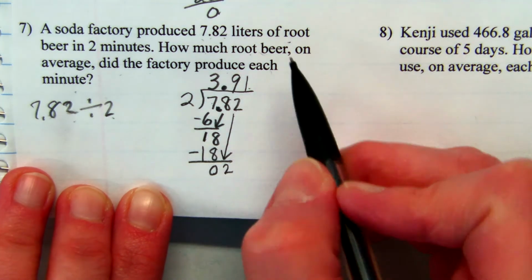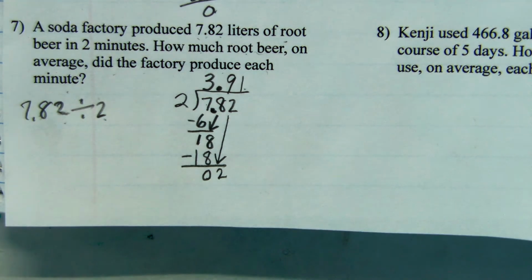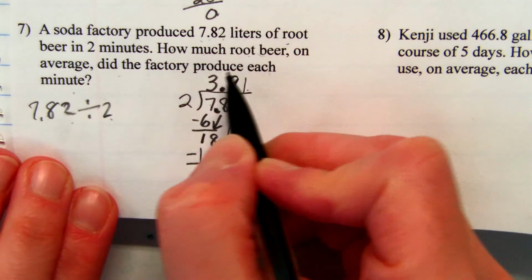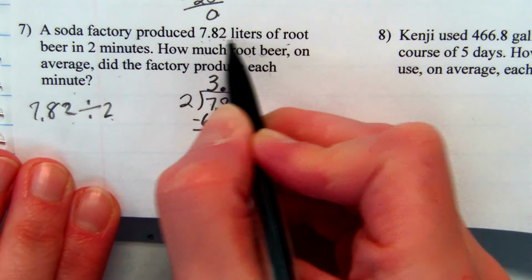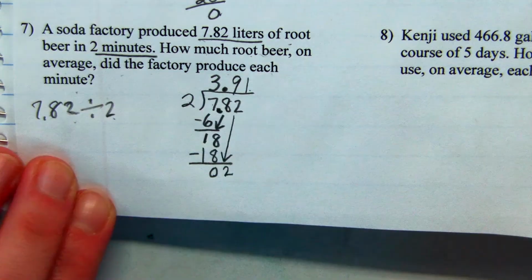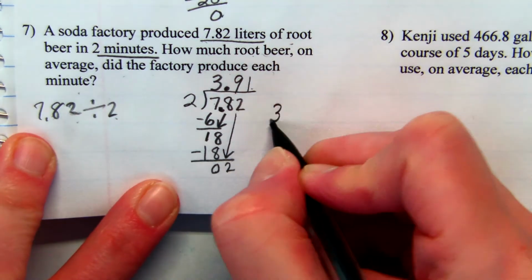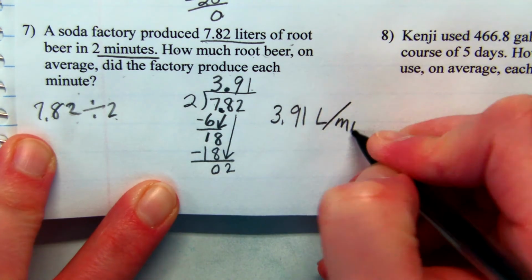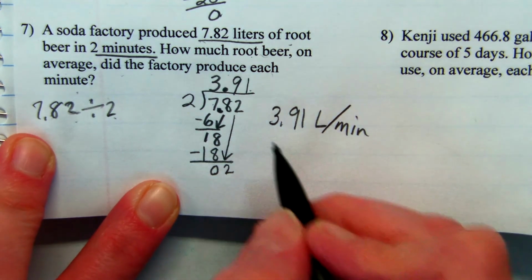Okay, we were using minutes, but how are we measuring root beer in the bottles? Liters. So it wants to know how much root beer it was producing in a minute. So we're using liters and minutes. So our answer is going to be 3.91 liters per minute. You forgot to finish off the problem.